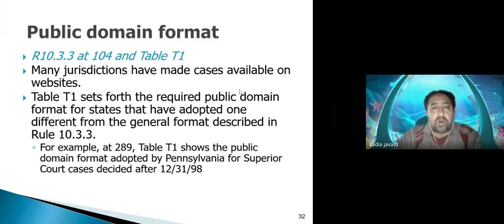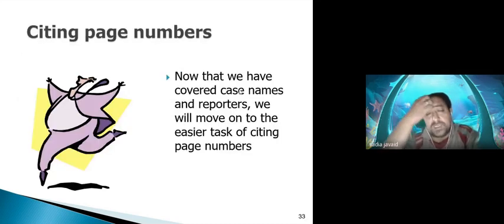Public domain format. Many jurisdictions have made cases available on websites. Table T1 sets forth the required public domain format for states that have adopted one, which differs by state. So in this way, you can find everything on websites as well. Citing page numbers: the ways in which you can mention the page number. We have covered case names and reporters, so let's move on to the easier task of citing page numbers.